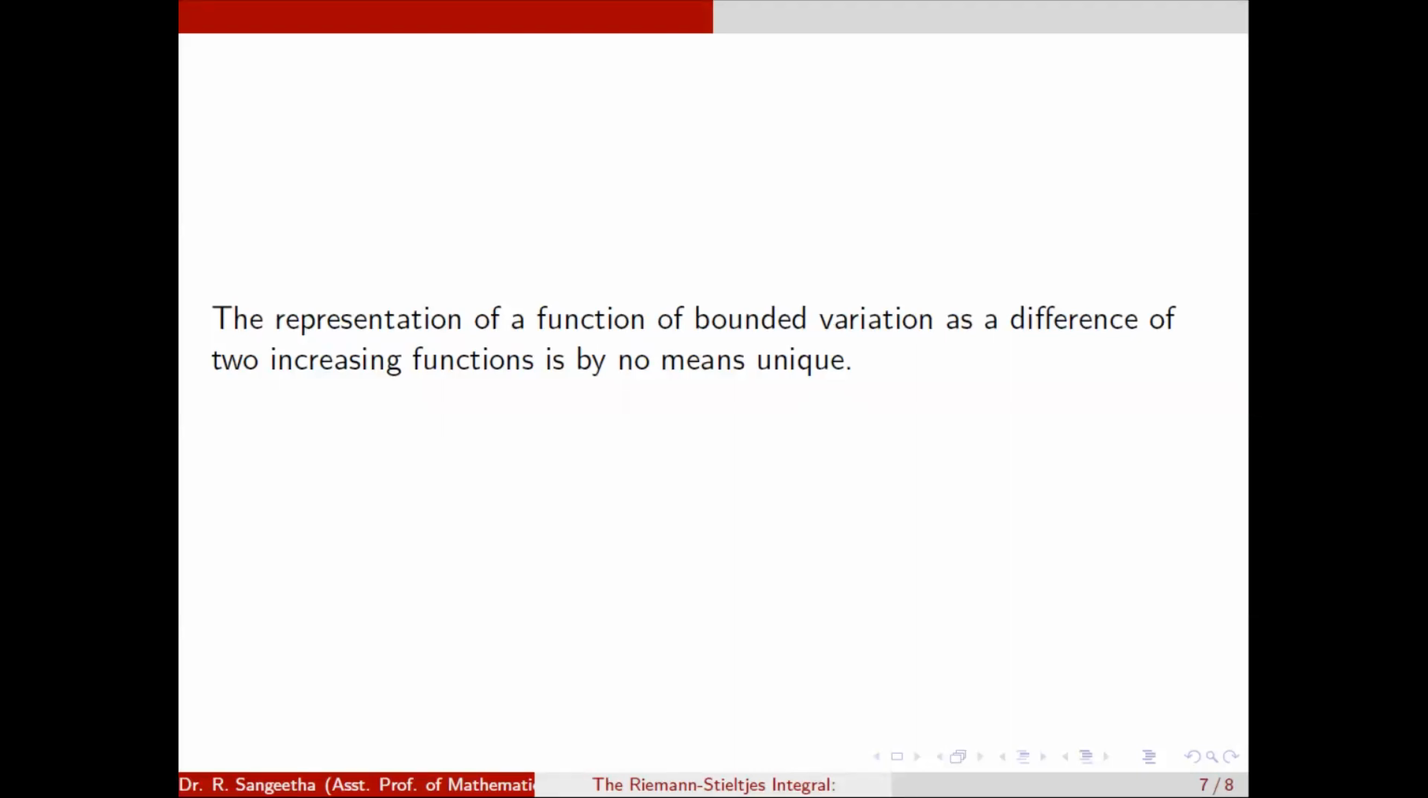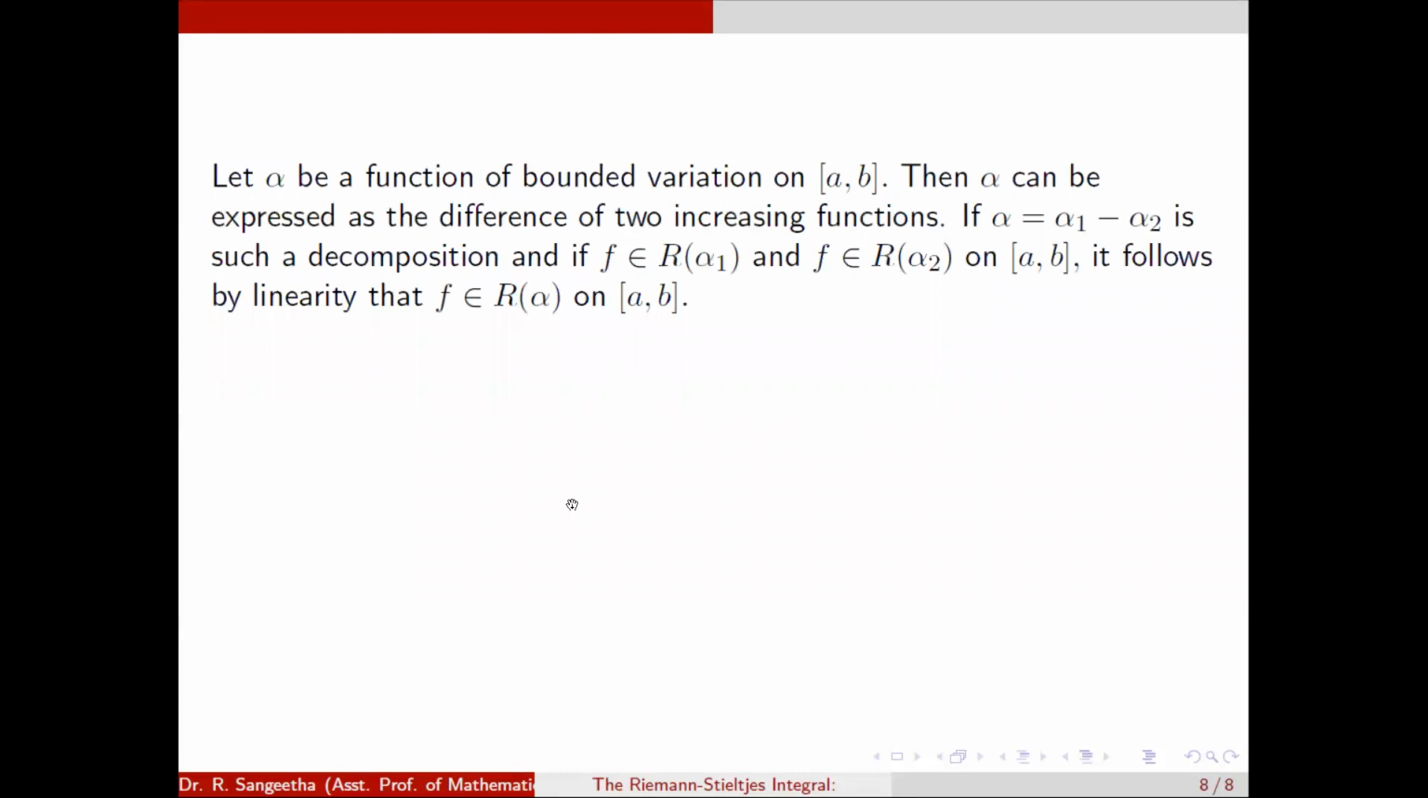two more functions, say for example f1 dash and f2 dash, both increasing, and such that f can be written as f is equal to f1 dash minus f2 dash. Okay, so the representation of a function of bounded variation as a difference of two increasing functions is not unique. Okay, next.